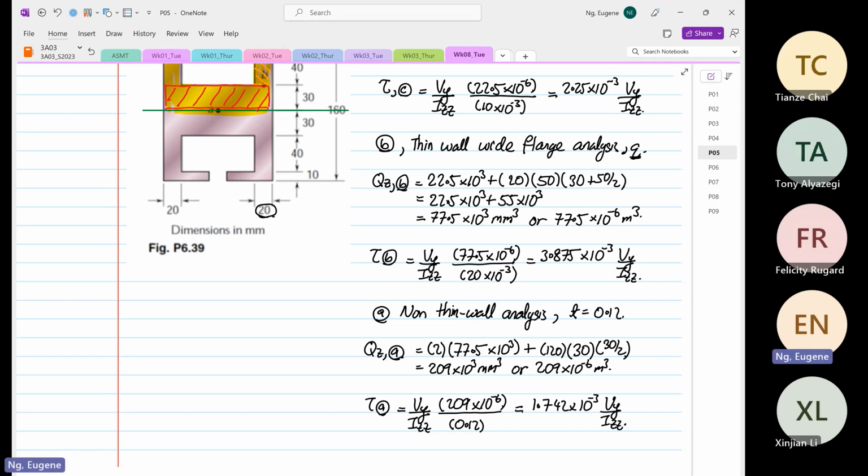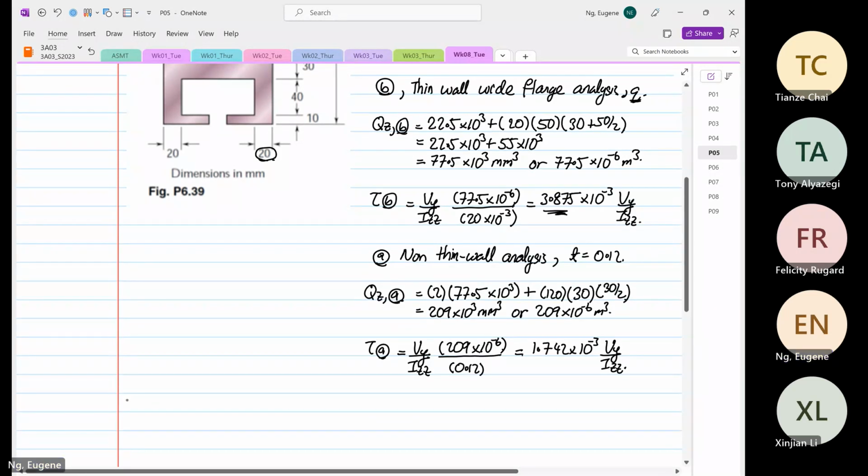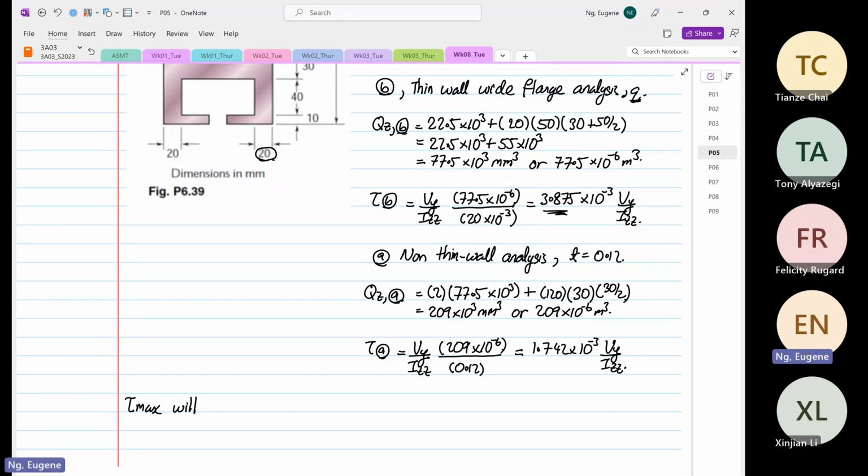Okay. So by reviewing the ratio, we realize that, which one is the biggest? The shear stress at B is the biggest. So tau max will occur at point B. Okay, given to it.